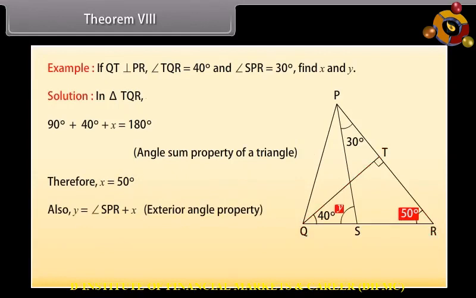Also, y is equal to angle SPR plus x because we know that if a side of a triangle is produced, then the exterior angle so formed is equal to the sum of the two interior opposite angles. Therefore, y is equal to 30 degrees plus 50 degrees, which is 80 degrees.